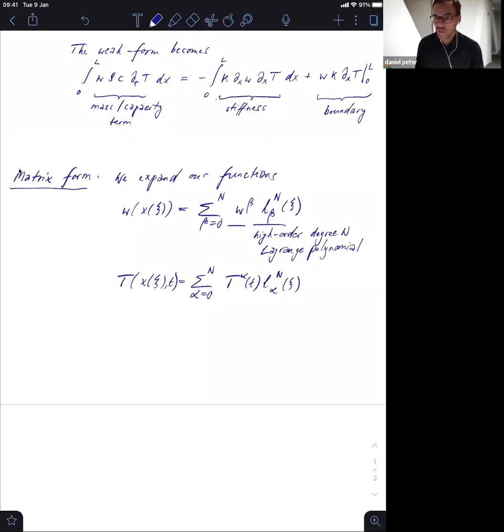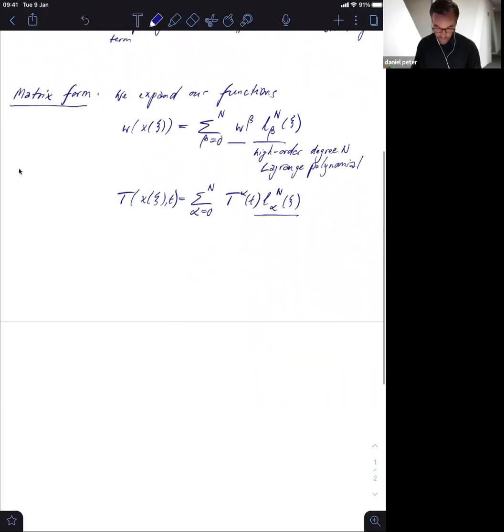So who remembers how we call this approach? You see, we use the same polynomials, the same basis functions, for the test function, but also for the field that we are interested in, in this case temperature. So when we use the same basis functions for both, it's called the Galerkin approach. So that's Galerkin's method that we also use here.